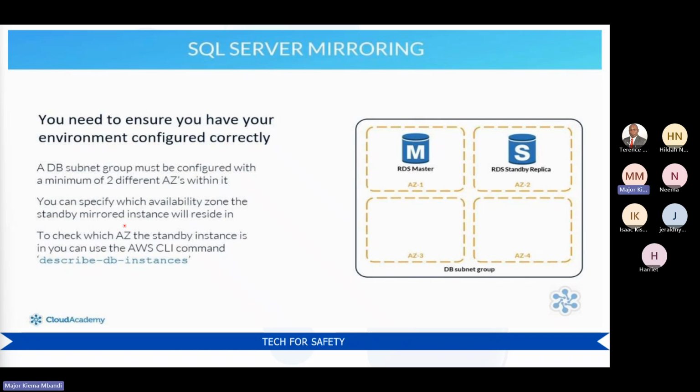You need to also specify the availability zone where the standby mirror instance will reside. So you have some flexibility, some control, to decide where the primary and the secondary will be running. To check which AZ the standby instance is in, you can use the AWS CLI command describe-db-instances.